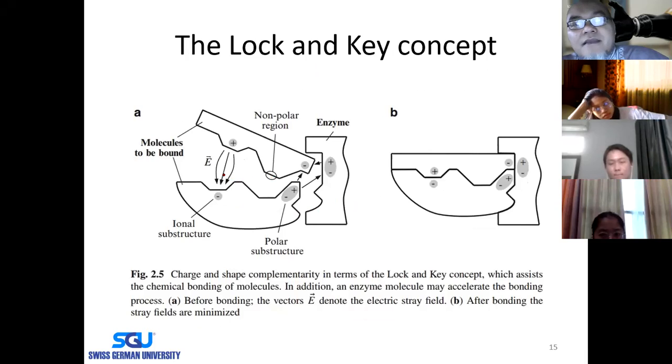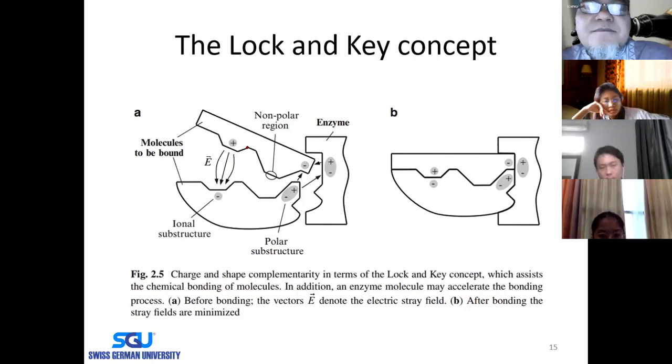So for example, this part needs to bind this part, and this part also can bind to this notch part, etc. So when they close, they complement each other, become a complete binding. But then it has to be supported also by the complementary charges. So this part is negatively charged, this part is positively charged. So there will be an attractive electrostatic force between these two parts. So the binding occurs between the molecules.